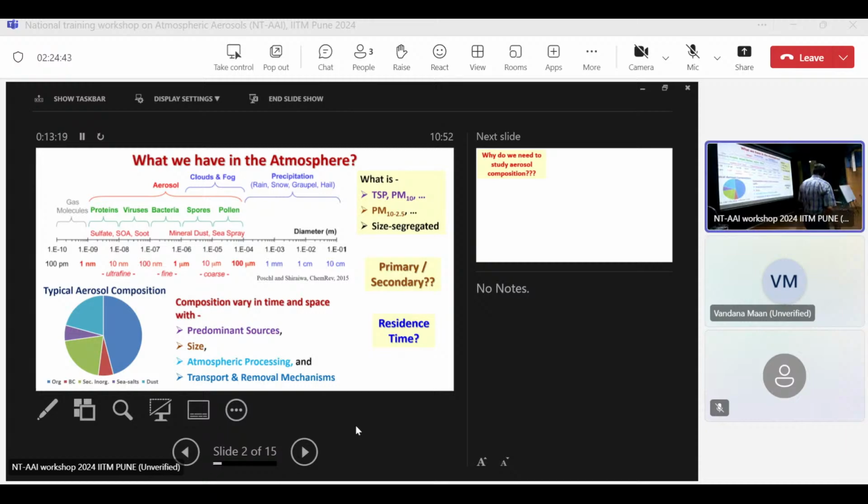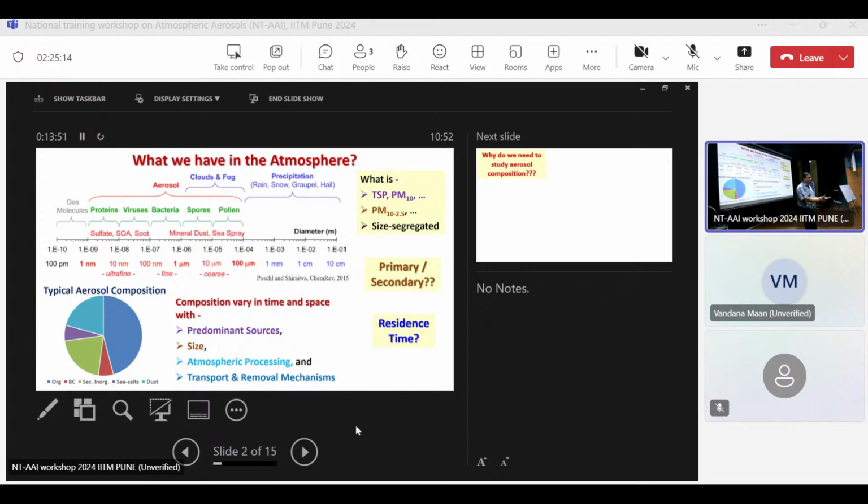If we are collecting size segregated aerosol, so that means we are talking about, say, 10 to 2.5. You are talking about from here to here, bigger size, lower size. Now you are collecting the aerosol in different sizes. Are you expecting the same composition everywhere? It will not be. Now, depending upon what your interest is, you can decide what kind of sampling you have to do.